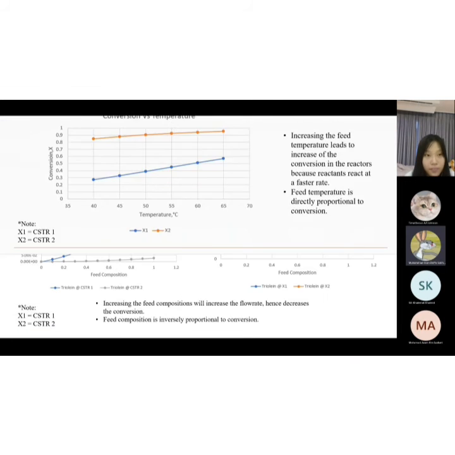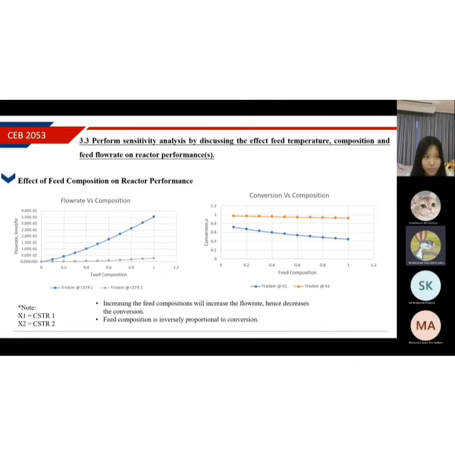Next. And for the second, the effect of feed composition on the reactor performance, if we increase the feed composition, we also increase the flow rate. However, if we increase the feed composition, it decreases the conversion. This is because if the flow rate increases, the conversion decreases, and there is not much to explain. So we can say that feed composition is inversely proportional to the conversion.